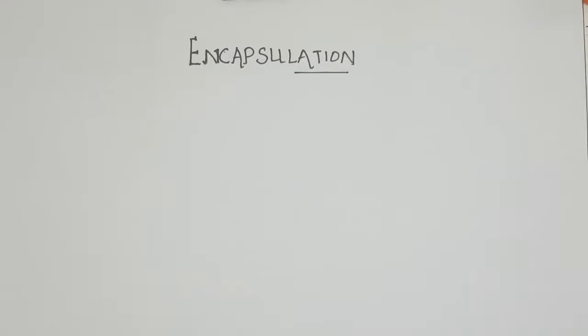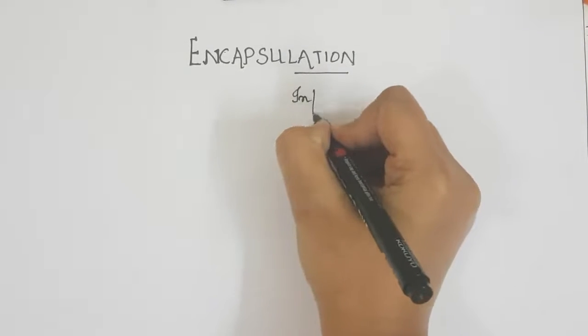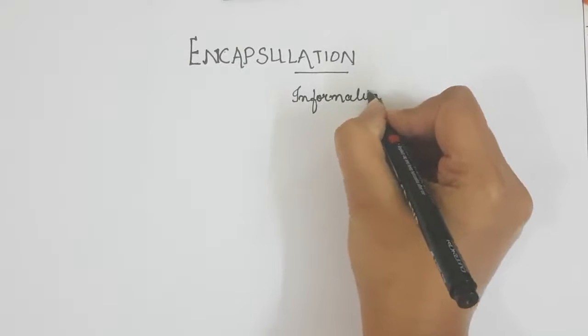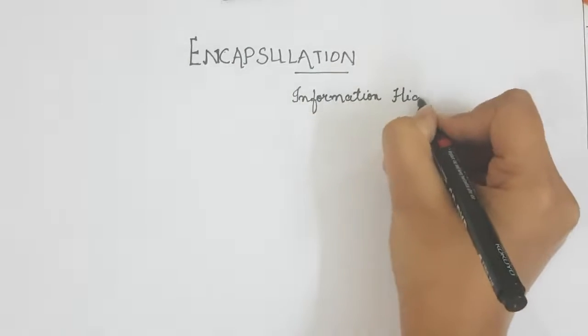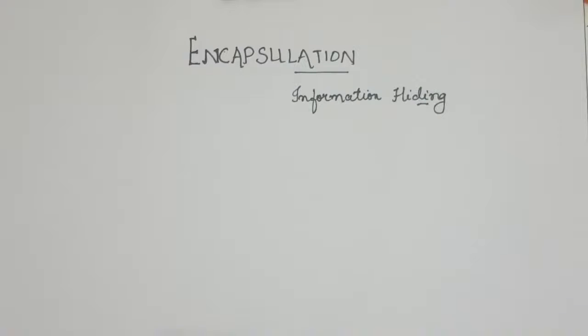Hello everyone. In this session, we are going to discuss encapsulation. Encapsulation, also known as information hiding, is a key concept in working with objects. As we have discussed before, there are a few features which make object oriented programming such a useful language, and encapsulation is one of them.